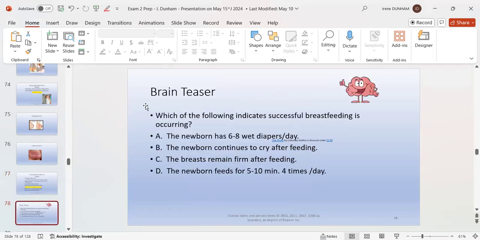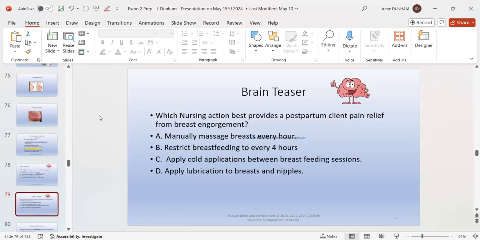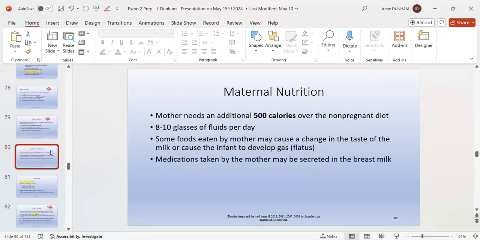So again, this could be a question. I know you're all going to get this. Which of the following indicates successful breastfeeding is occurring? A. Yeah, that was easy. All right, let's try another one. Which nursing action best provides a postpartum client pain relief from breast engorgement? C. C is in cat. Good. You're doing good, everybody. Okay, let's move right along.